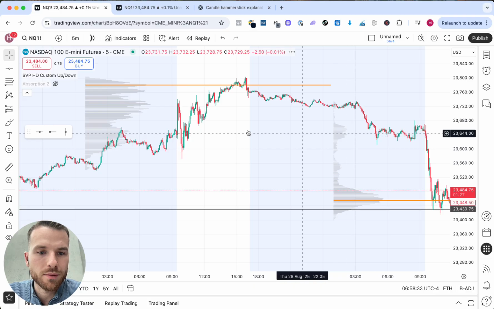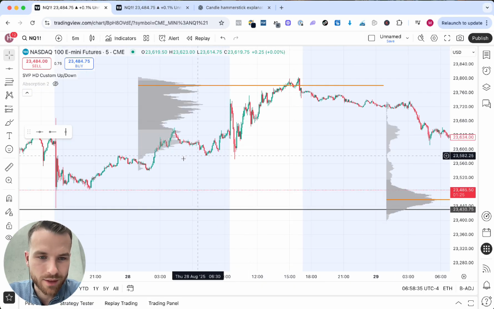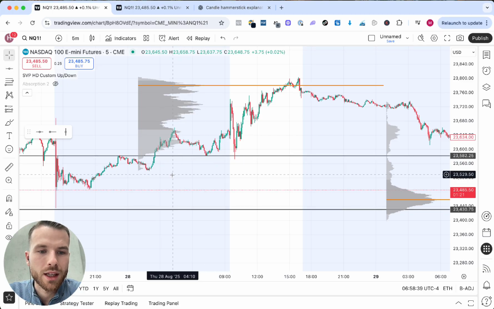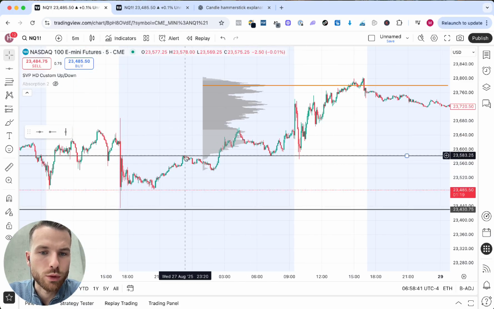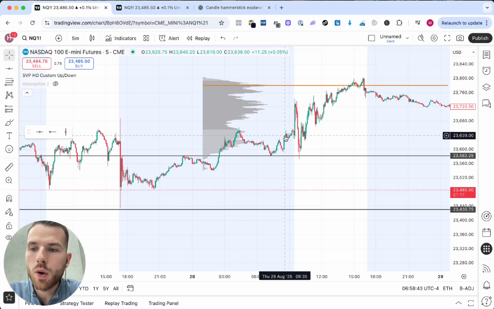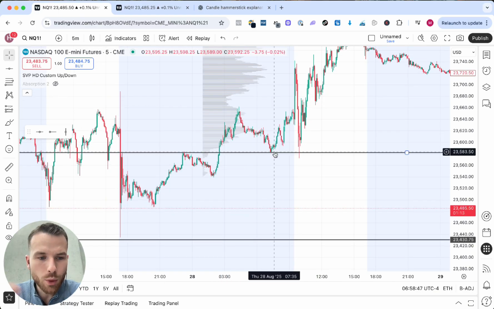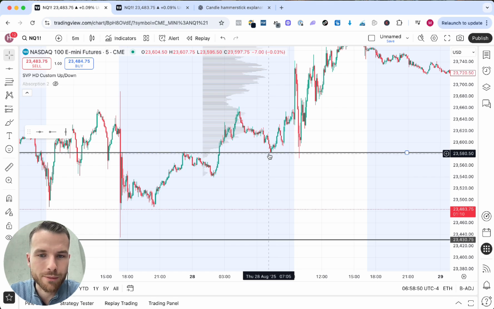Or maybe even, let's make it easy. This is a picture perfect example. Look at this. We had previous resistance. We broke through this resistance. And now all the price action traders come in here and say, hey, this is support, right? And it was for at least a moment, for about 10 minutes.